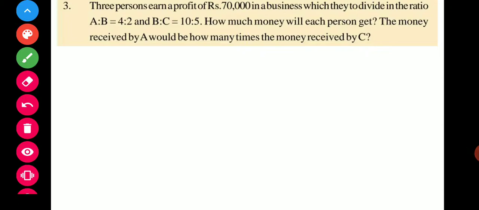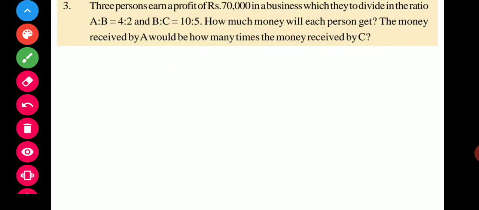Question number 3. Three persons earn a profit of 70,000 in a business, which they divide in the ratio A:B, that is 4:2, and B:C, that is 10:5. How much money will each person get? The money received by A would be how many times the money received by C? That is, what will be the ratio of A and C, and how much money will each person receive?